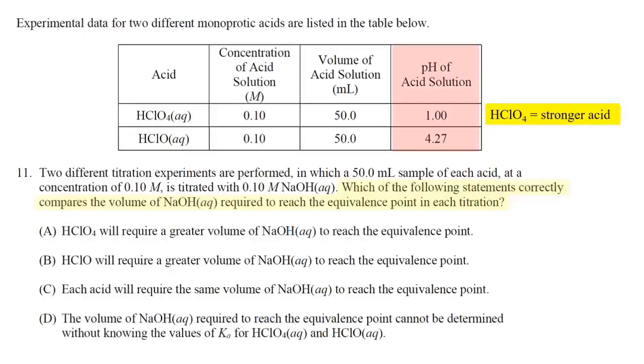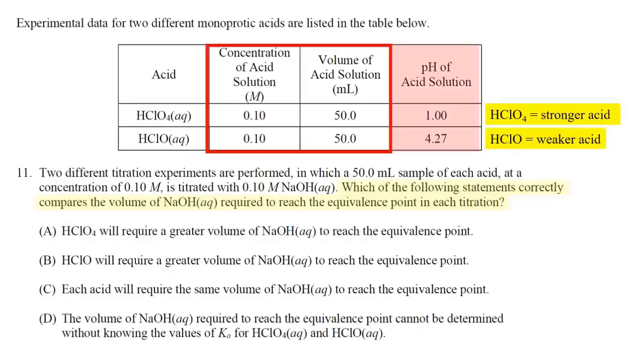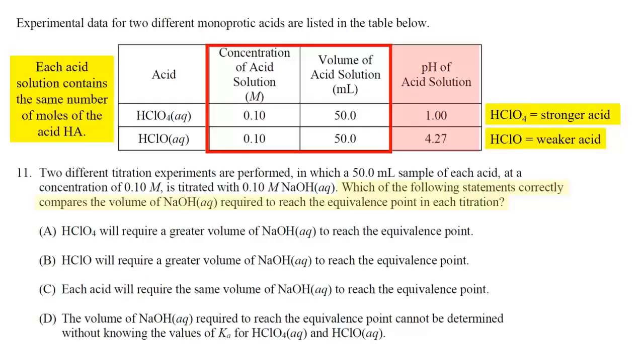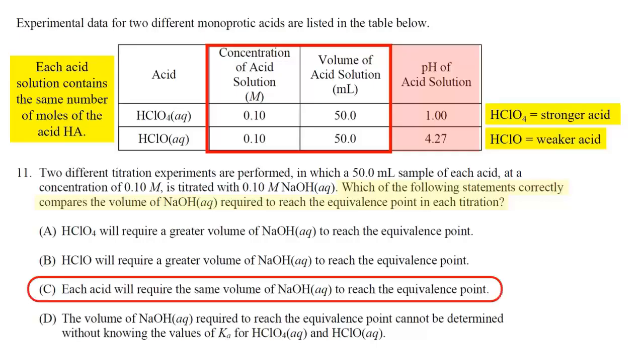Yes, one of them is a stronger acid and one of them is a weaker acid, but what I'm showing you here is they have the same volume, the same concentration, and therefore the same number of moles. So each of these acids contains the same number of moles of this monoprotic acid. It does not matter whether it's strong or weak. So the correct answer to question 11 is based on the fact that we have the same number of moles and not looking at the relative strength of the acid at all. The answer to question 11 is C. Each acid will require the same volume of sodium hydroxide to reach the equivalence point.